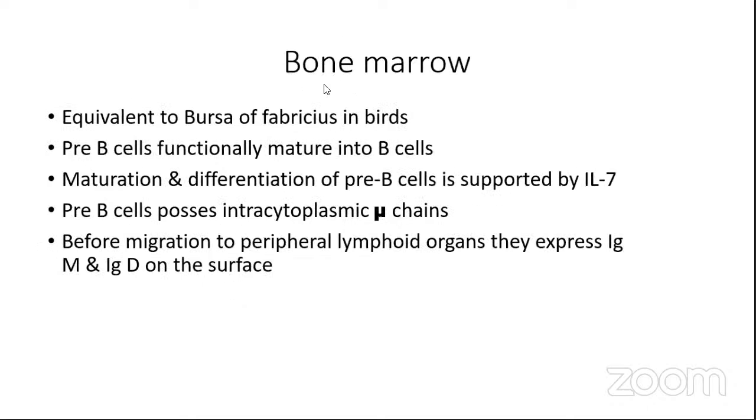Then coming to the bone marrow, it is equivalent to the bursa of Fabricius in birds, and pre-B cells functionally mature into the B cells. Maturation and differentiation of pre-B cells is supported mainly by interleukin 7, and pre-B cells possess intracytoplasmic mu chains. Before migration to the peripheral lymphoid organs, they express immunoglobulin M and immunoglobulin D on the surface. So that is one of the lineage markers for B cells.